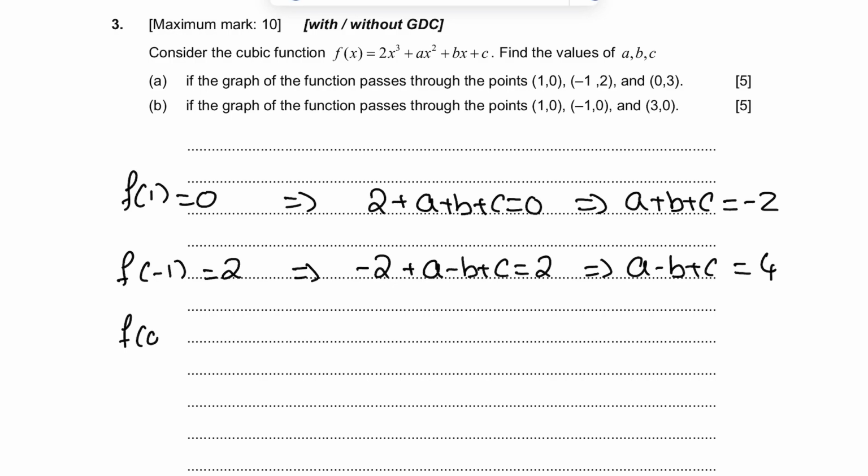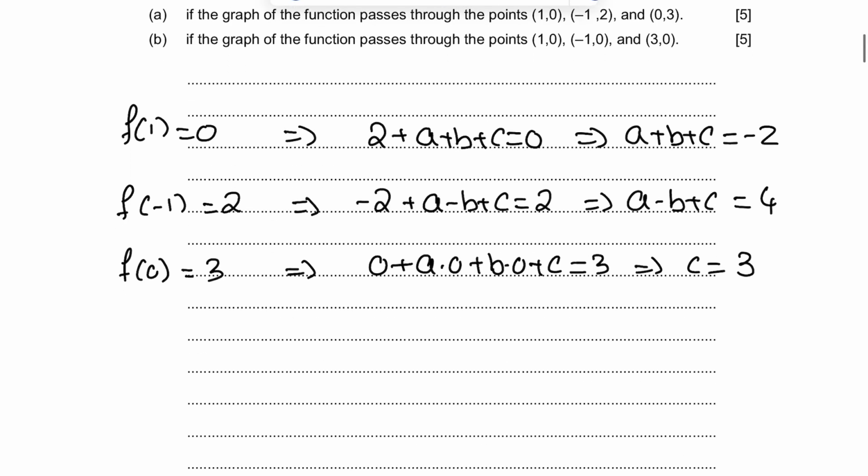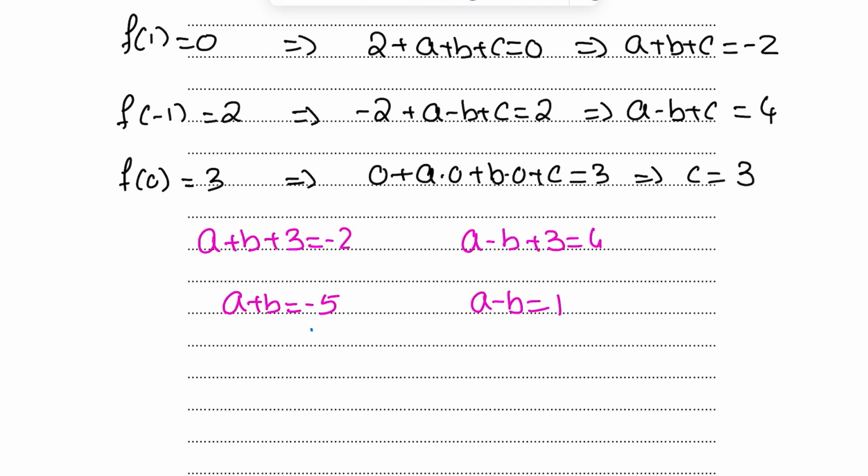Then f of 0 equals 3. It implies 0 plus a times 0 plus b times 0 plus c equals 3, so c equals 3. Now plug in c equals 3 in the equations. In the first equation, a plus b plus 3 equals -2, so a plus b equals -5. In the second, a minus b plus 3 equals 4, so a minus b equals 1. Now add these two equations. You get 2a equals -4, so a equals -2.